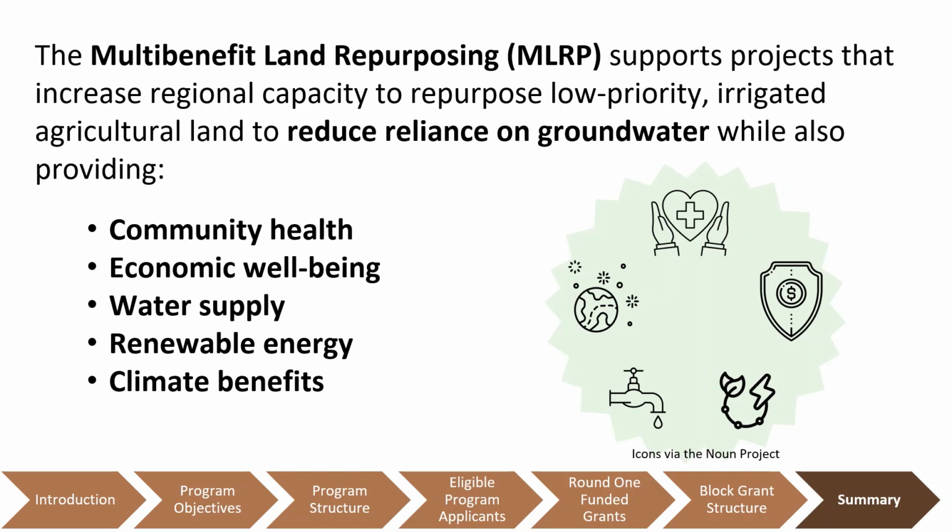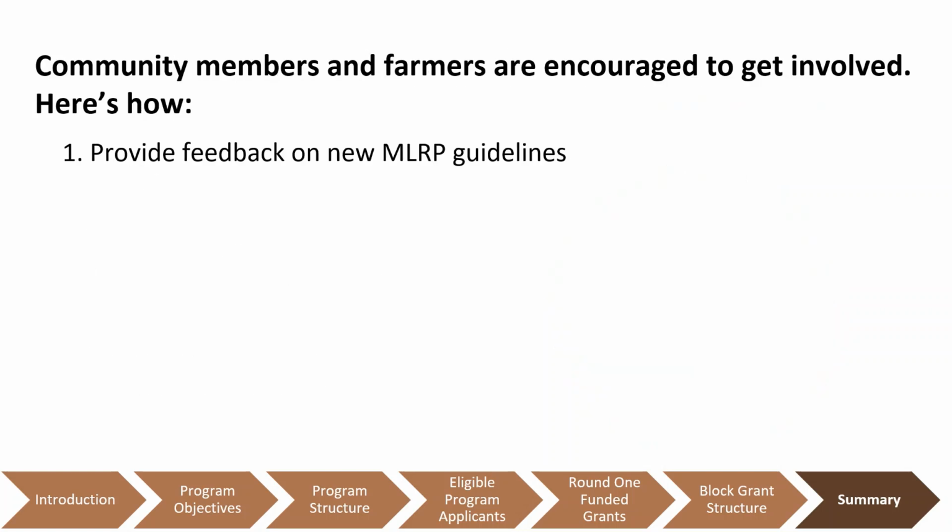In summary, the Multibenefit Land Repurposing Program, or MLRP, supports projects that increase regional capacity to repurpose low-priority irrigated agricultural land to reduce the reliance on groundwater while also providing community health, economic well-being, water supply, renewable energy, and climate benefits. Community members and farmers are encouraged to get involved.